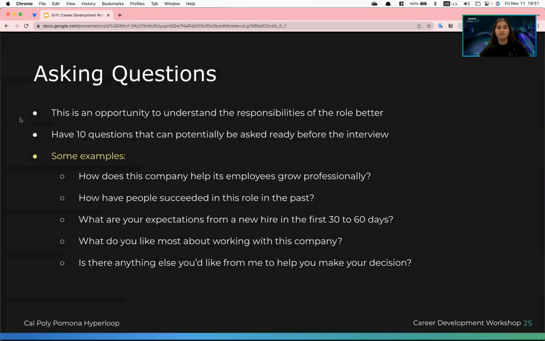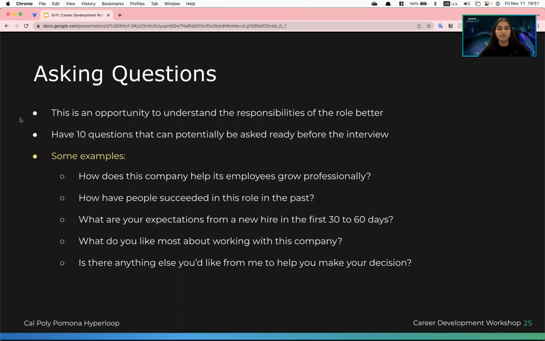And then on our next slide, we're going to talk about asking questions at the end of an interview. It's more of an opportunity to understand the responsibilities of the role and how the company culture is. So I would say maybe have 10 questions that can potentially be asked ready before the interview, because some of them might just be answered as you go. If you start off with 10, maybe only have 5 left that you can ask.